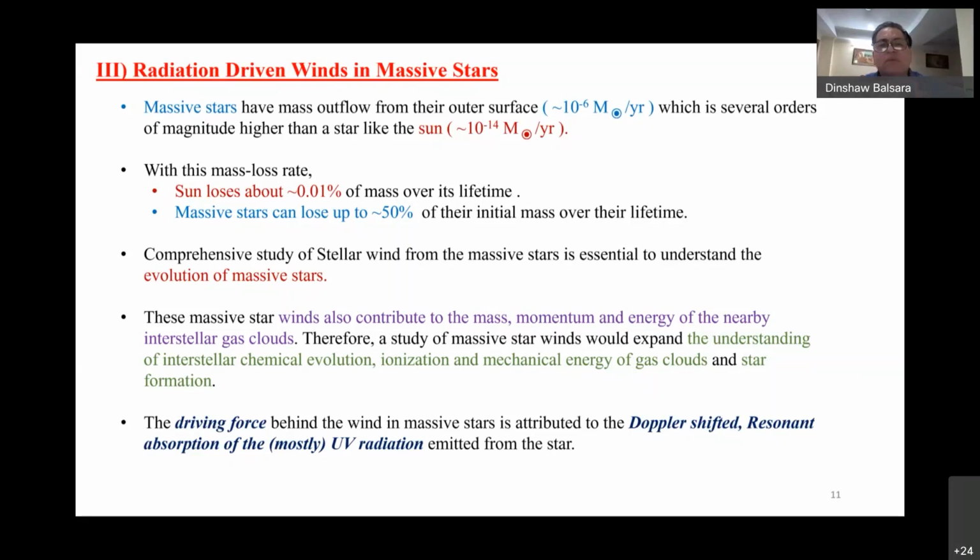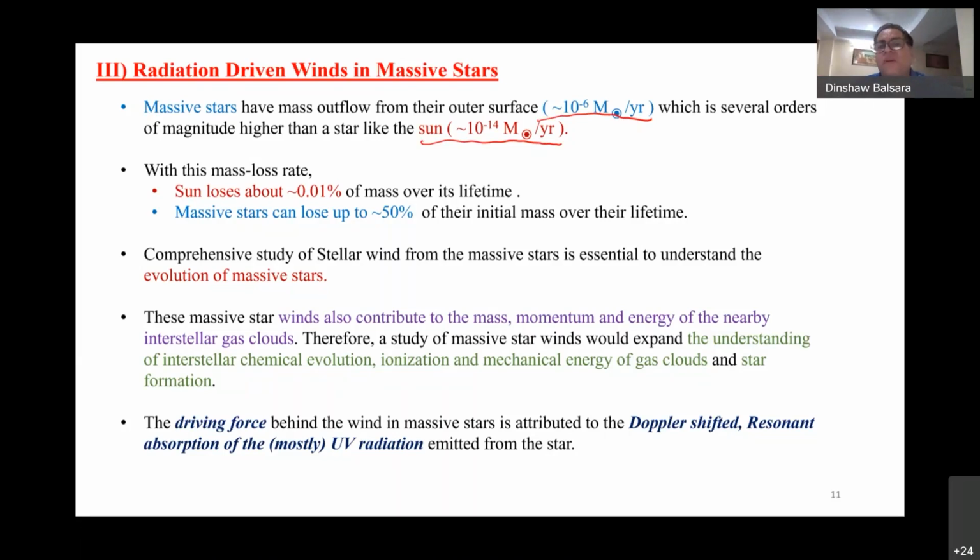What's the difference between a massive star wind and, for example, the wind that comes from our solar wind? The primary difference is the extent of the massive star wind. A massive star has about 10^-6 solar masses per year coming out of it, whereas a star like our sun has a much lower mass outflow, more like 10^-14 solar masses a year.